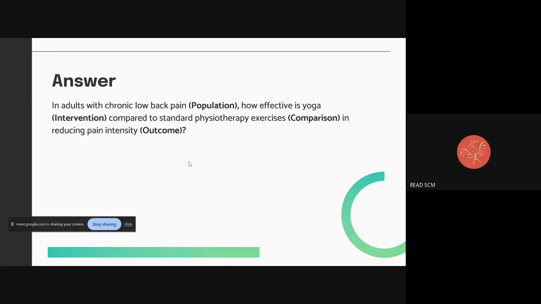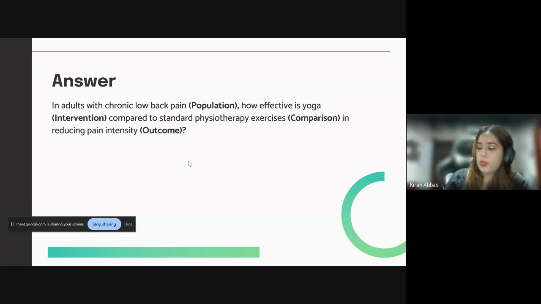Ma'am, Ira Javed has raised her hand. Ira, could you unmute? Yeah, Assalamu alaikum. I had a question. Walaikum. When we're talking about population, we just said adults, right? We didn't really say females or males, and we didn't specify that. And the same goes for chronic back pain. We haven't said how many years it has been happening. So do these factors not create a bias then in comparison?